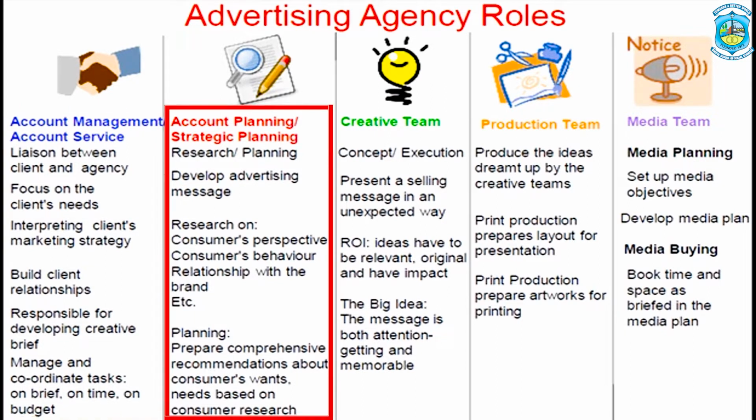Then we have another very important role in the advertising agency, that is account planning or strategic planning, which is related to multiple important dimensions. Number one, research planning, which means the agency people are also instrumental in conducting market surveys and research on a regular basis, and the findings of that research are generally utilized by these agencies whenever any client approaches them. They use this research knowledge for developing the right type of advertising message.